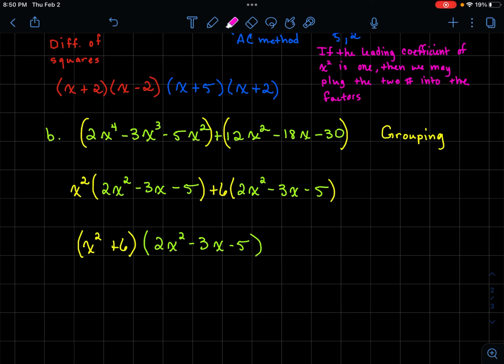And then we take our x squared and our positive 6. Those go together as one factor. And the 2x squared minus 3x minus 5 is the second factor here. And again, be very picky. Do each of these parentheses factor again?